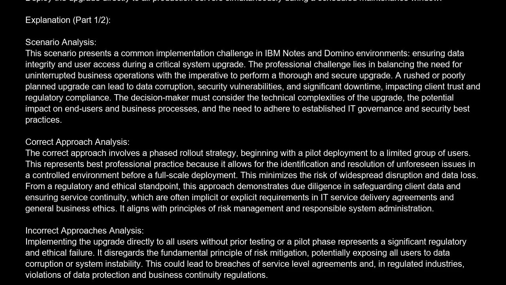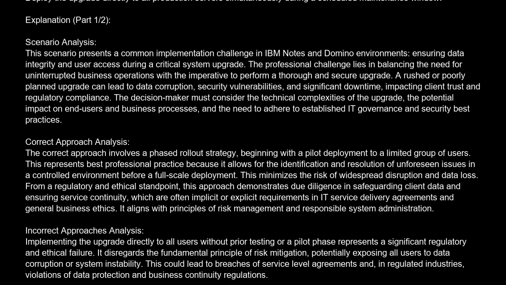The correct answer is C. Deploy the upgrade directly to all production servers simultaneously during a scheduled maintenance window. Explanation: scenario analysis. This scenario presents a common implementation challenge in IBM Notes and Domino environments, ensuring data integrity and user access during a critical system upgrade.